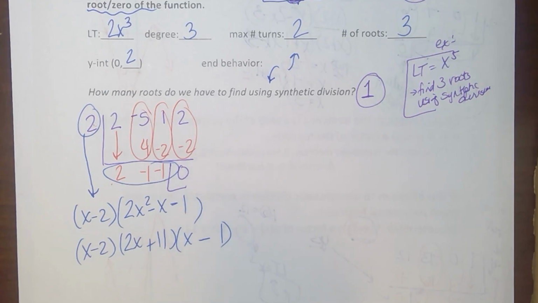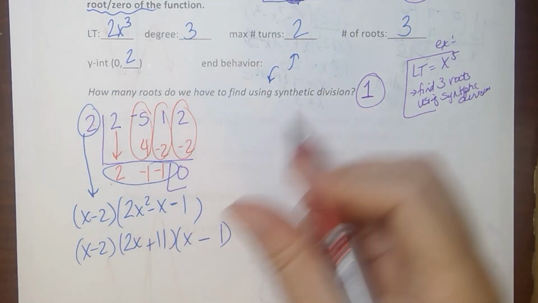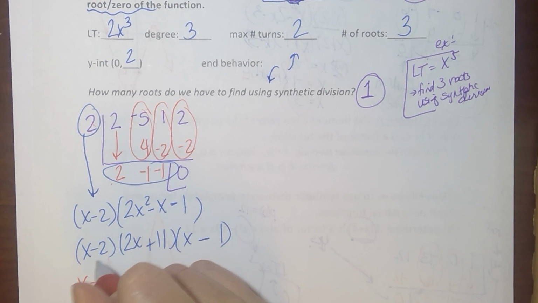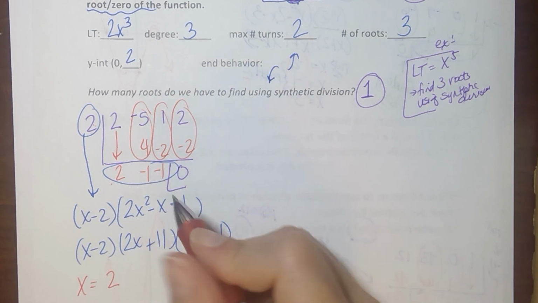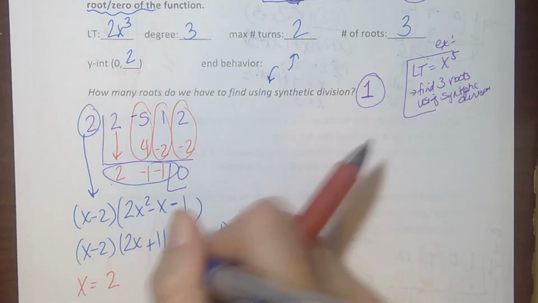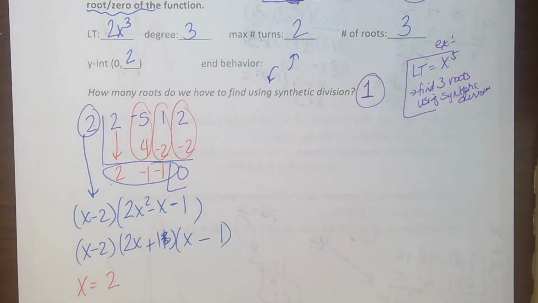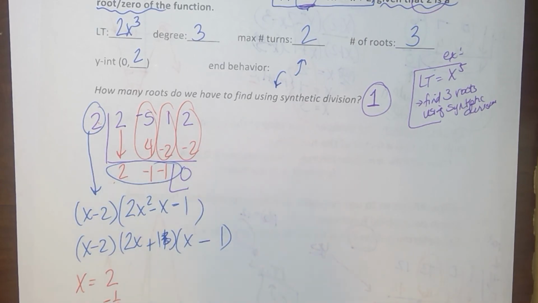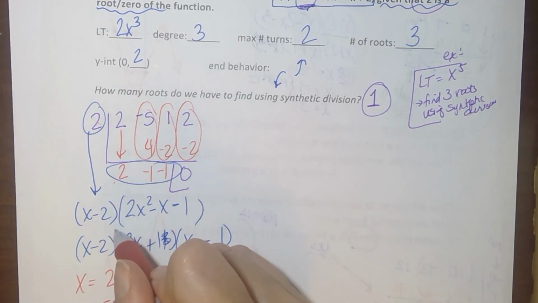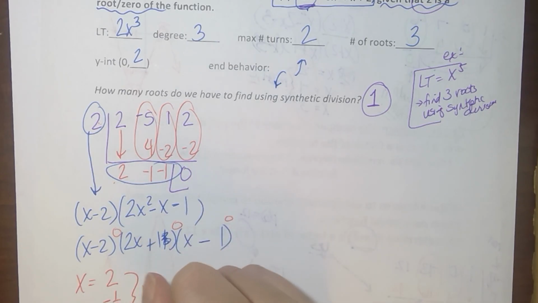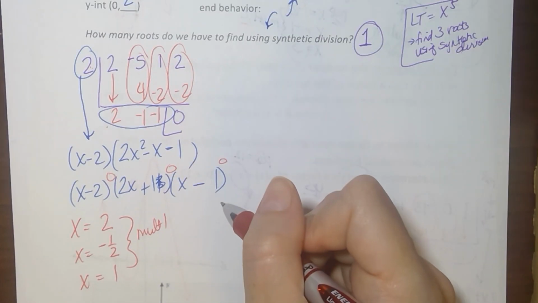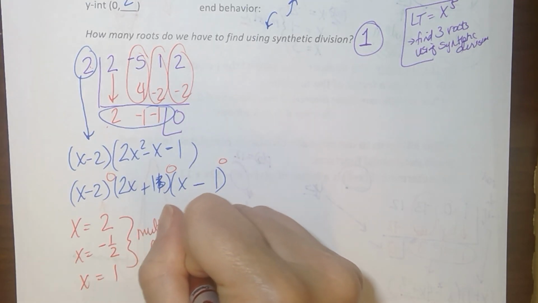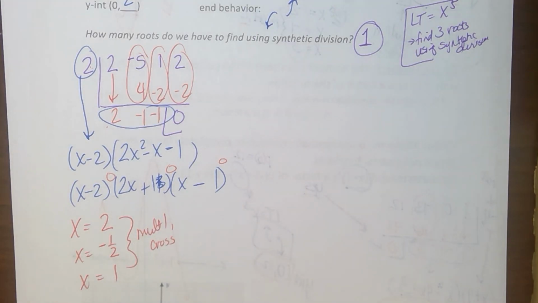I can take those and set them each equal to 0 and solve to get my roots. So I get x equals 2. I get x equals 1/2 here. That shouldn't be 11, that should be 1. Good grief. Excuse me. So if I set this equal to 0, I get a negative 1/2. And if I set this equal to 0, I get 1. So those are my 3 roots. The multiplicity for each of them is 1 because the exponent is 1 on each of them, which means that the graph is going to cross at each of those roots.